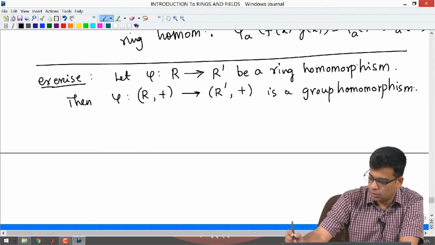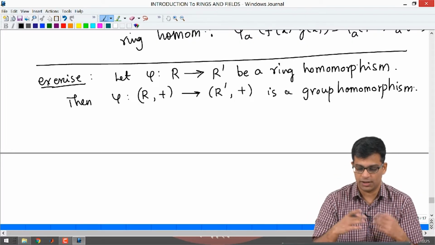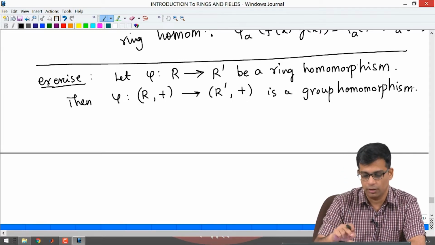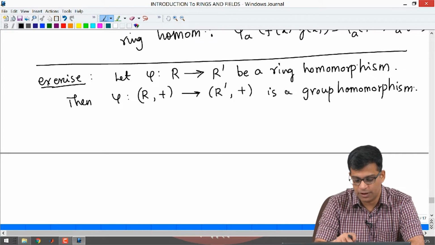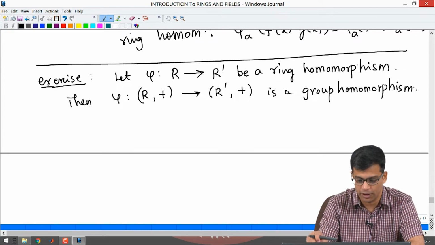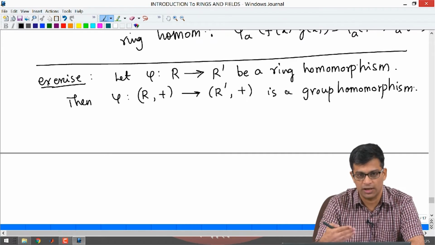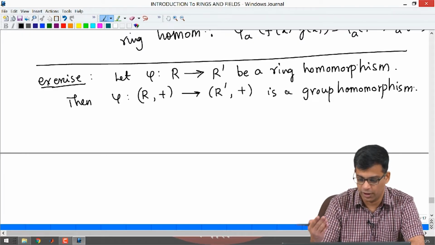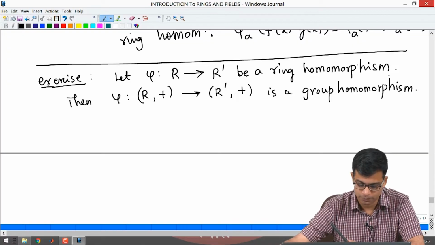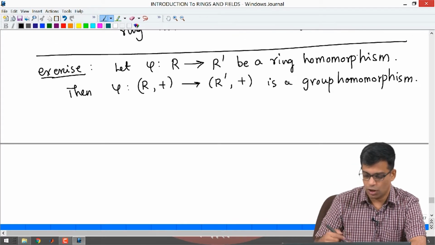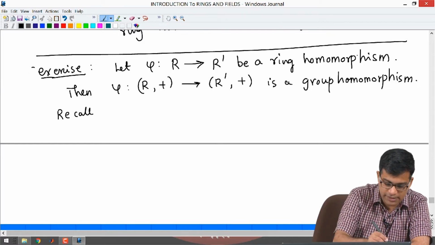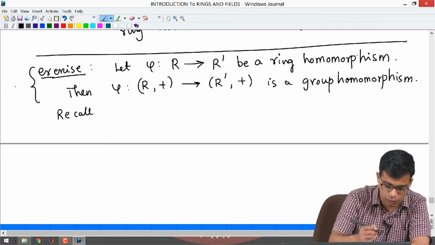If you go back to the previous video and look at the relevant parts, you will see a proof of this. By definition, phi of a plus b is phi of a plus phi of b, but the other properties will ensure that 0 will go to 0, and phi of minus a is minus phi of a. This is not difficult to check. So, it is a group homomorphism. This is an exercise for you to do.